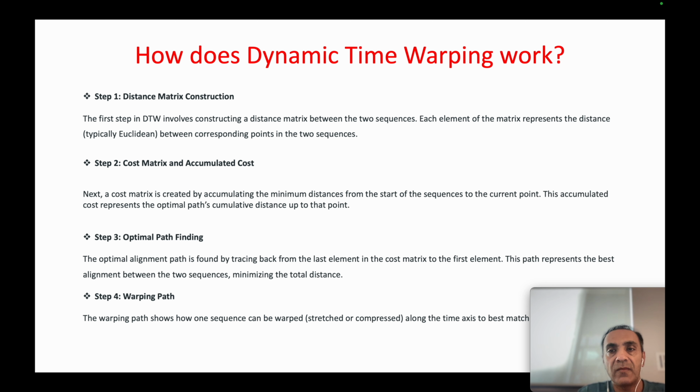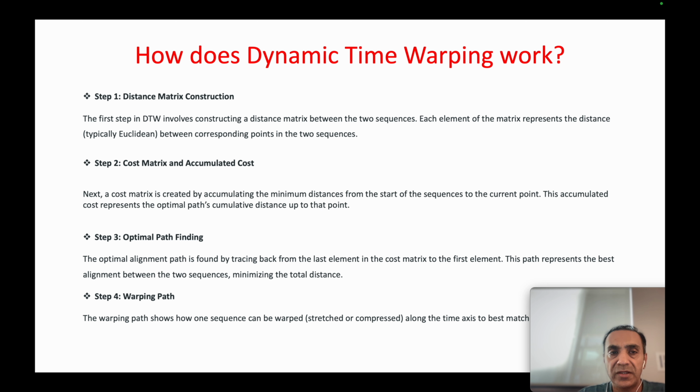Well, how does dynamic time warping work? There are several steps that constitute the algorithm. Step one is where we construct the distance matrix. The first step in DTW involves constructing a distance matrix between two sequences, or if you have more, for multi-sequence dynamic time warping. In this case, there are two sequences, so we use them. Each element of the matrix represents the distance, typically Euclidean distance, between corresponding points in the two sequences.